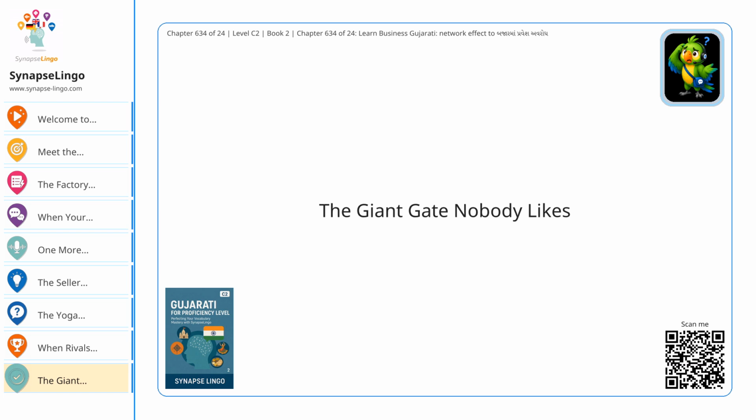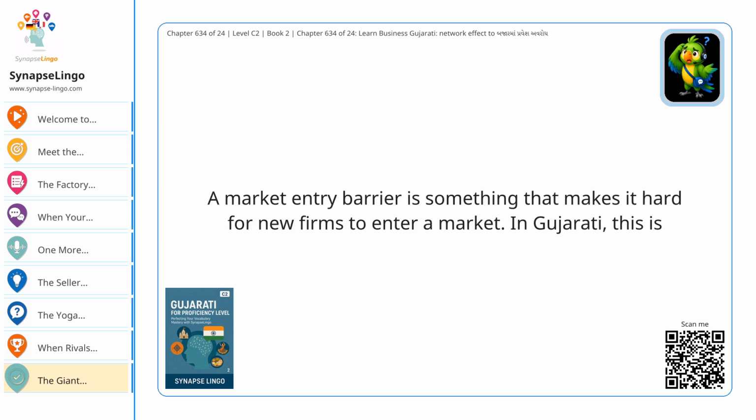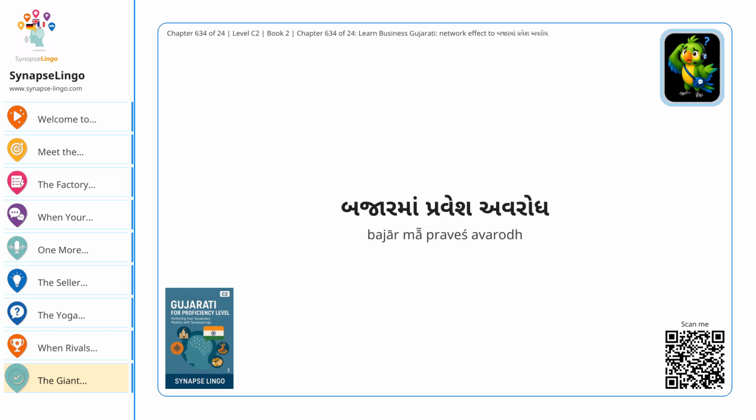The giant gate nobody likes. Finally, we arrive at a market gate guarded by paperwork, cost, rules, and one extremely unfriendly clipboard. A market entry barrier is something that makes it hard for new firms to enter a market. In Gujarati, this is બજારમાં પ્રવેશ અવરોધ. Say it with me. બજારમાં પ્રવેશ અવરોધ.